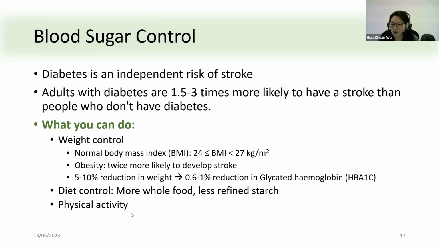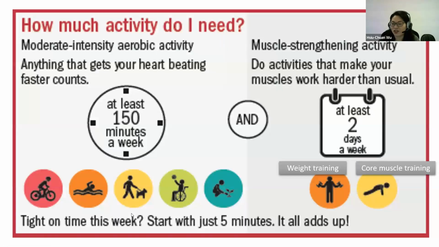So what is physical activity? How much activity do you need? The WHO, the World Health Organization, has defined that you should have at least 150 minutes of exercise a week. That's moderate intensity aerobic activity. So it's like you swim, you cycle, you jog slowly, or you walk fast.